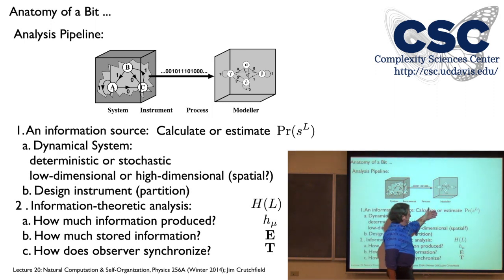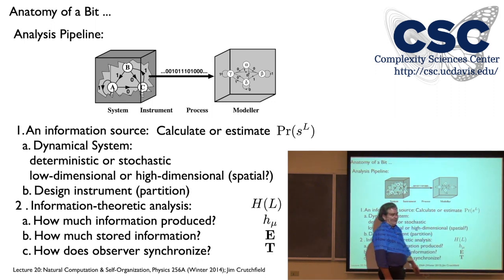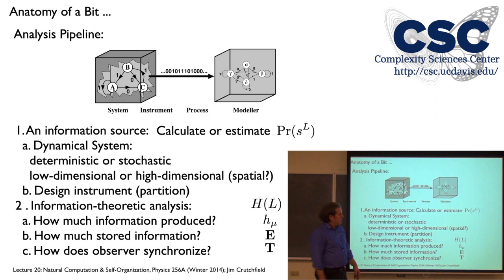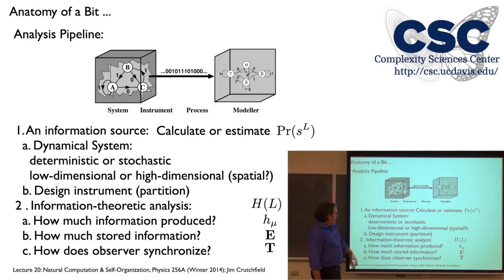All of this assumes that you start with a word distribution. Do you estimate that empirically? Or maybe you have a theoretical model, and you can calculate these. And then this can start with some dynamical system or stochastic process. We even talked a little bit about spatial systems, cellular automata, and then you have to be careful how you design your partition of this.